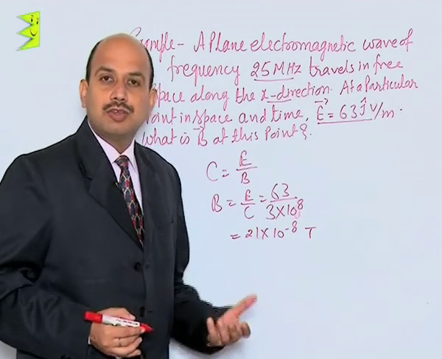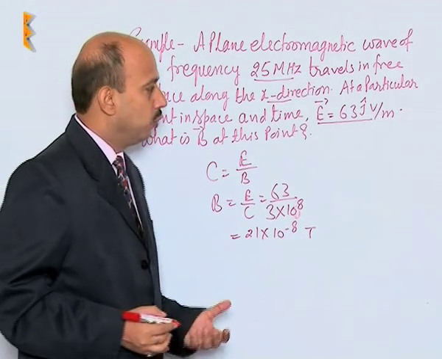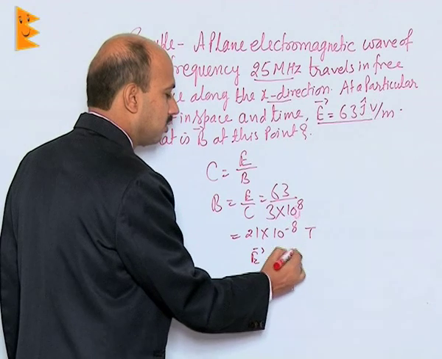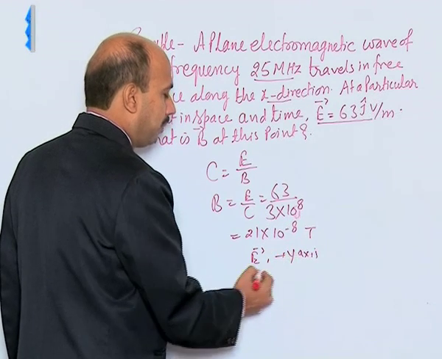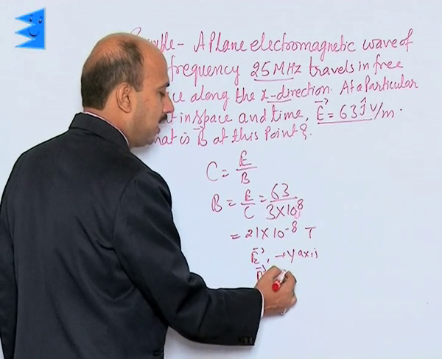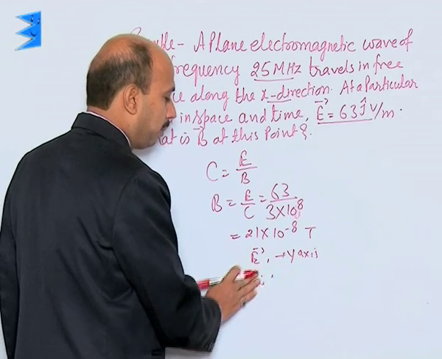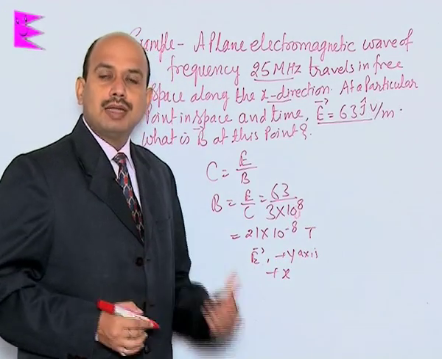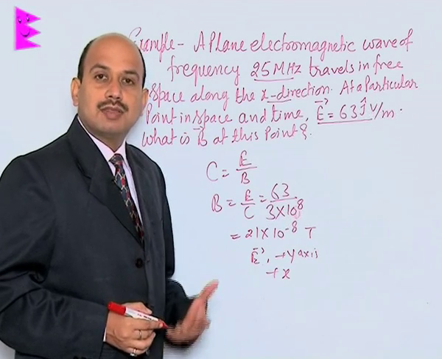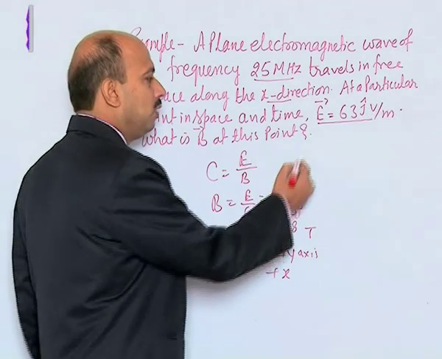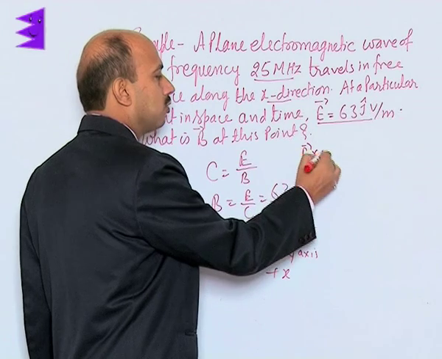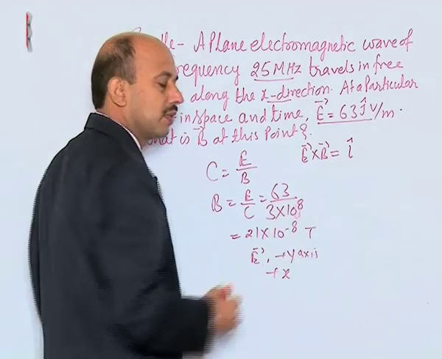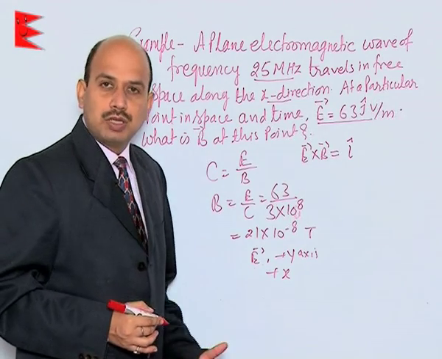Now, what is the direction of this magnetic field? So, we know electric field is along plus y axis, and the propagation of the wave is along plus x axis. So, the magnetic field will be along plus z axis, because when you take E cross B, you will get a plus i cap here. It means that is the direction of propagation of the wave.